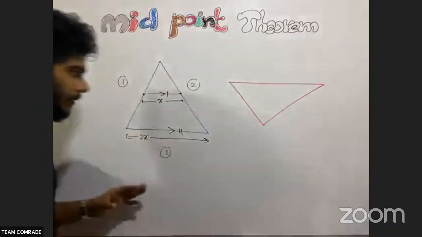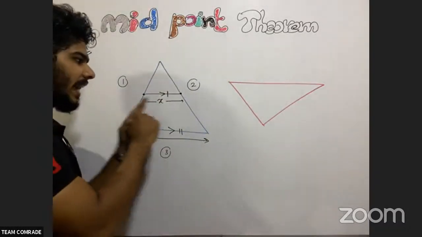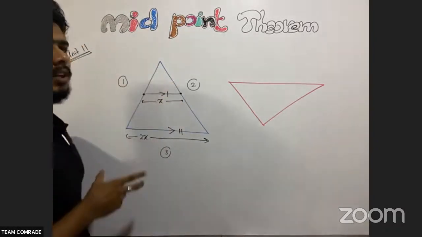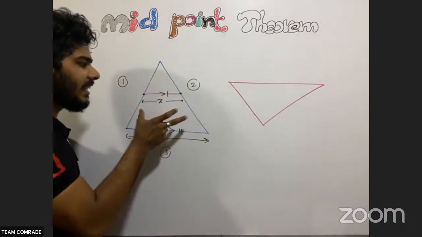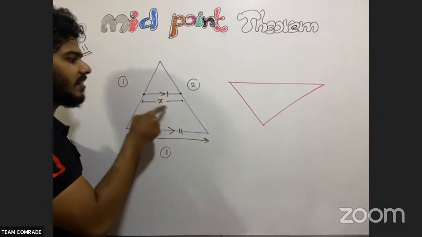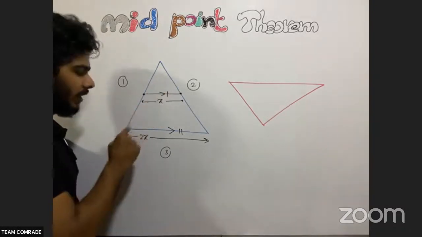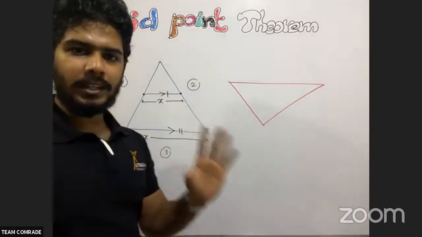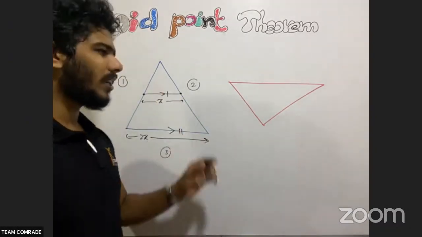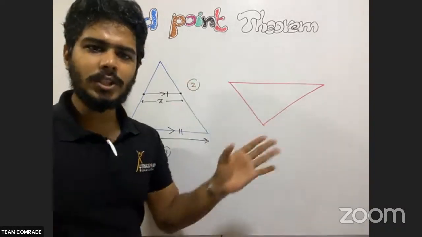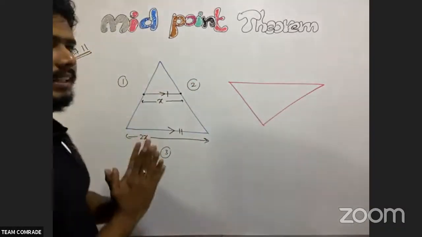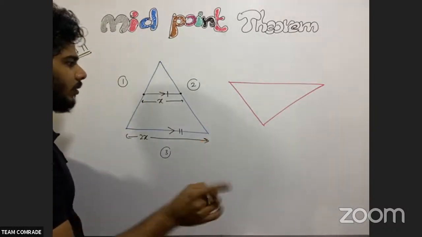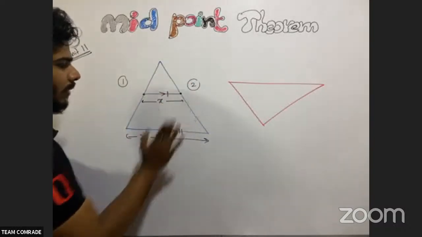So again, I will tell you the theorem. If a straight line is drawn between the midpoints of two sides of a triangle, that line is parallel and half the value of the third side. So whenever you want to get this midpoint theorem, just draw a small sketch and try to get the idea, and that will be very easy. If you draw a triangle, mark 1, 2, and 3 like that.